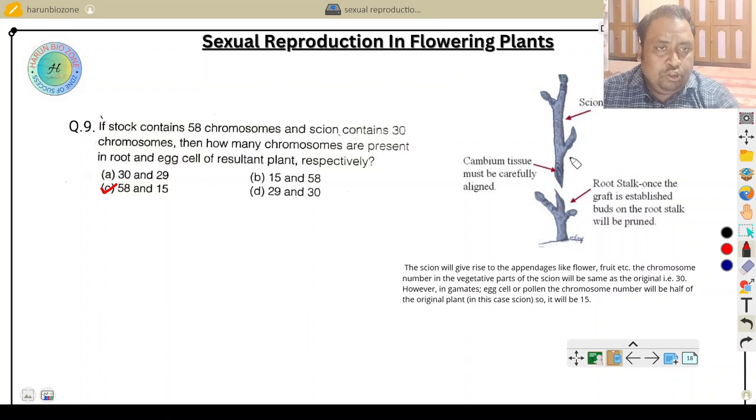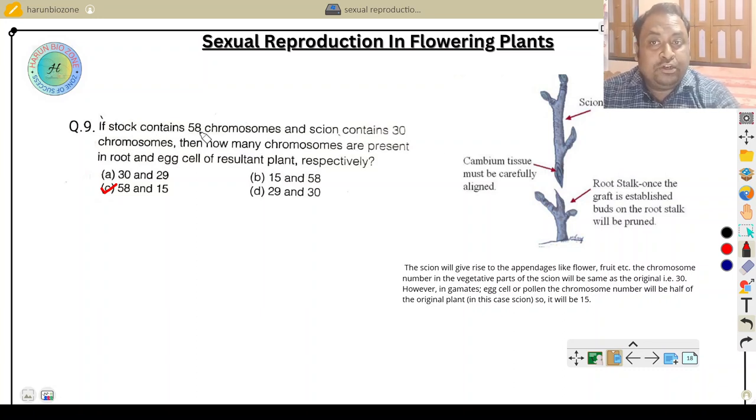This is the scion portion and this is the stalk portion. From the stalk portion the roots are developed, and root cells are diploid in nature, but from the scion portion the leaf, stem, and flower are developed. So if the flower is developed, or the egg, the gametes are developed, then it is haploid in nature. The cells of the stalk are always diploid, but cells of the scion may be diploid or haploid.